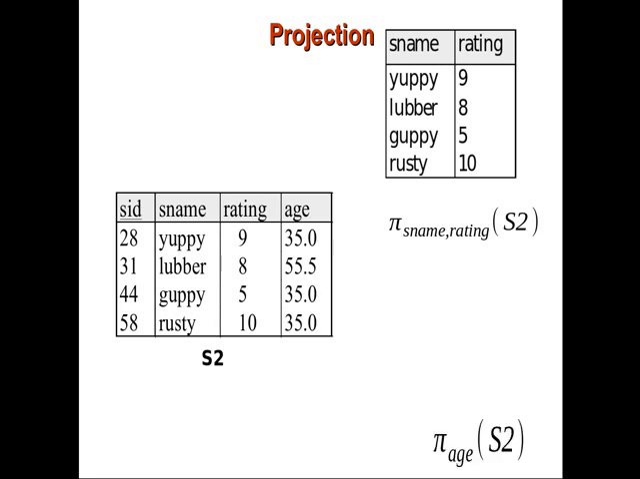And now if we have another projection operator with the attribute age in the projection list, then the result would be only the column age retrieved from the relation S2. And here you can see that the duplicate values are eliminated, and 35 and 55.5 are only written once.